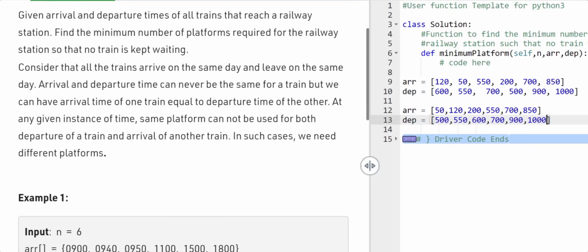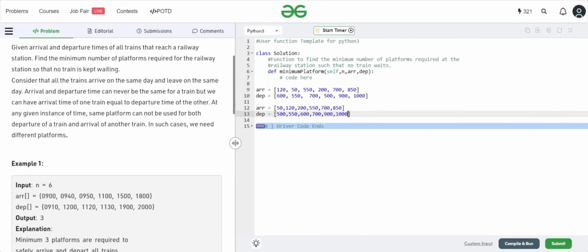Arrival and departure time can never be the same for a train, but we can have the arrival time of one train equal to the departure time of another. At any given instance of time, the same platform cannot be used for both the departure of a train and the arrival of another train. In such cases, we need different platforms.